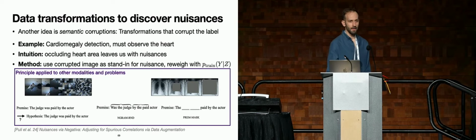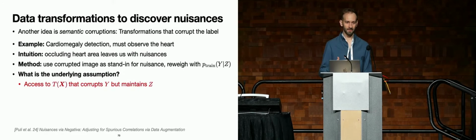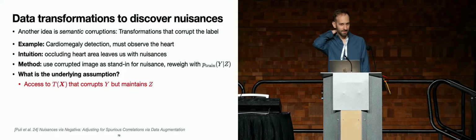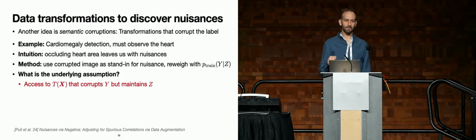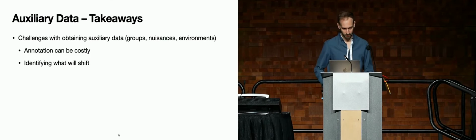And this type of idea can be applied across modalities. So in text, they showed you could flip the order of words to destroy semantics in certain tasks, and there are other types of vision problems and other types of corruptions. Okay, but again, we still have an underlying assumption. The underlying assumption was, of course, that we have access to some kind of transformation of the image or the text that corrupts the label Y, and also maintains the nuisance Z. So this is still a pretty strong assumption, and we don't know if it's applicable across real-world settings, and people haven't maybe discovered real nuisances with it.